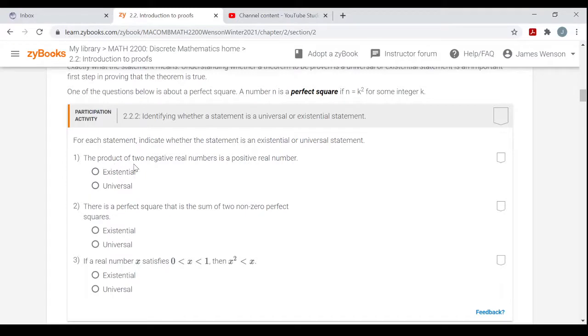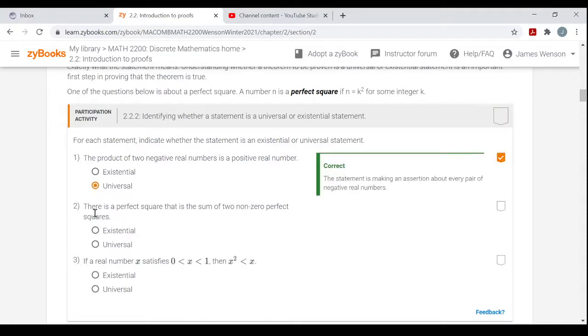The product of two negative real numbers is a positive real number. So think about that. Are they asking for two specific negative real numbers? Are they saying there is a pair of negative numbers whose product is positive? No. They're not saying that. They're saying all pairs, right? The product of any two negative numbers is positive. So this is definitely a universal statement.